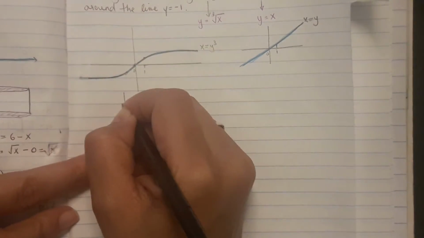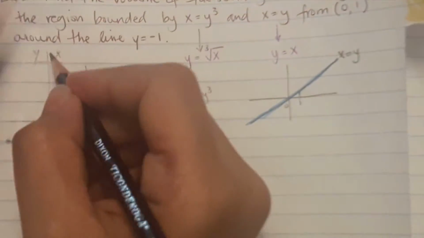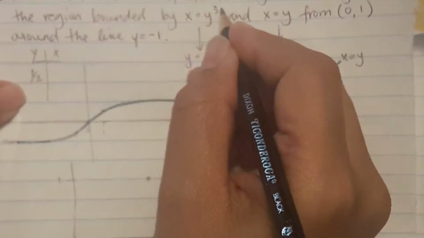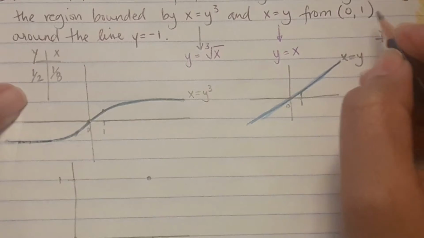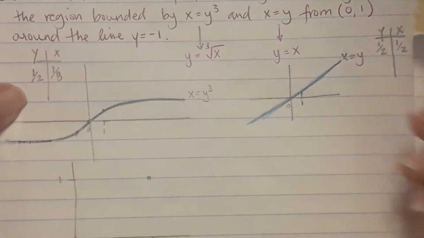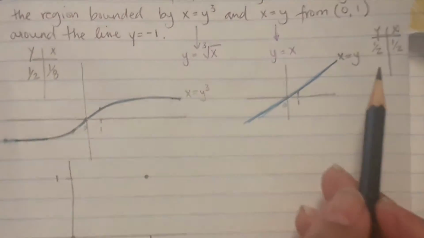Alright, so from 0 to 1, and I prematurely put that 1 there because I already know this, but you don't, so I'll prove it to you in a second. Let me plug in a half and see what happens. When I plug in a half to y, cube that, it's going to be an 8. I plug in a half to that, the same thing is going to be a half.